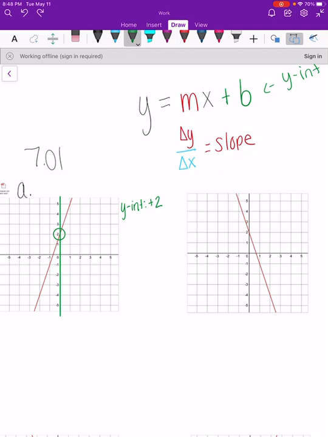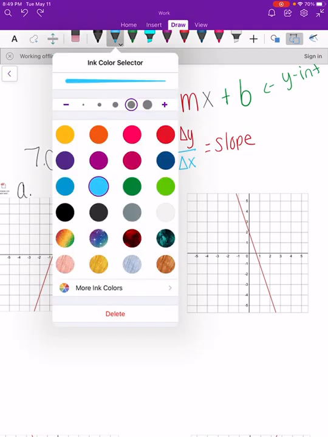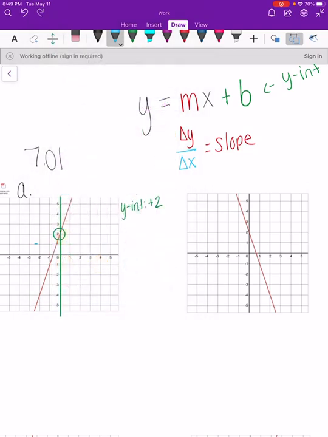And now we need to find our slope. And to find our slope, we pick 2 points. So I'm going to make this a little bit bigger. We want to find where it crosses perfectly on the grid. So here's a good point right here, and here's another good point. There's a lot of points we can use. We want to find our change in y, so pick 2 points that are next to each other. I'm going to pick these 2 points.